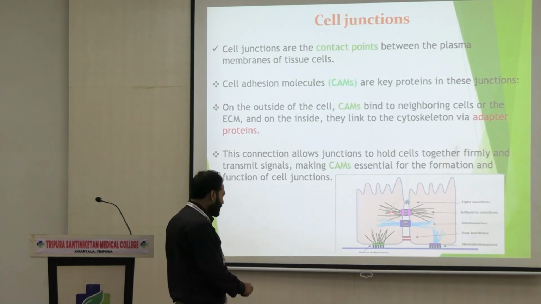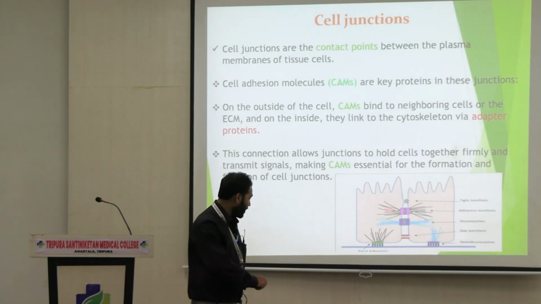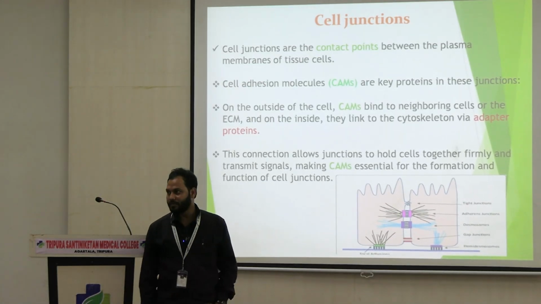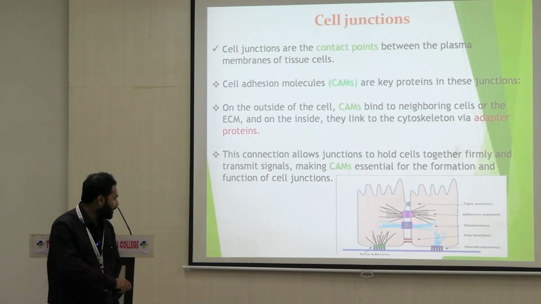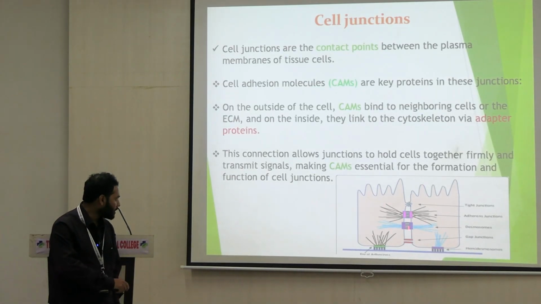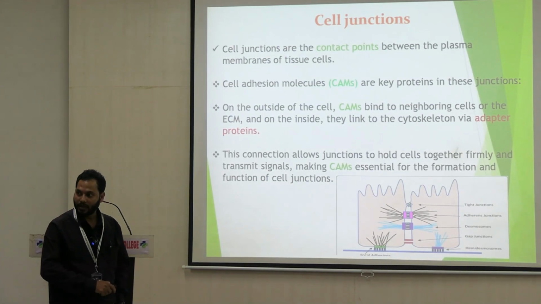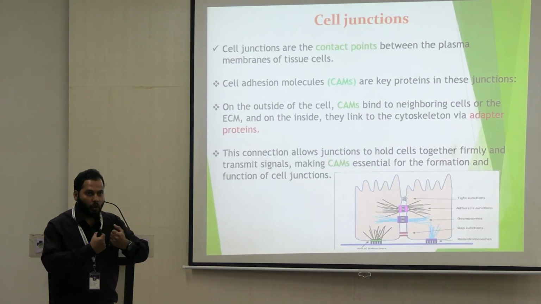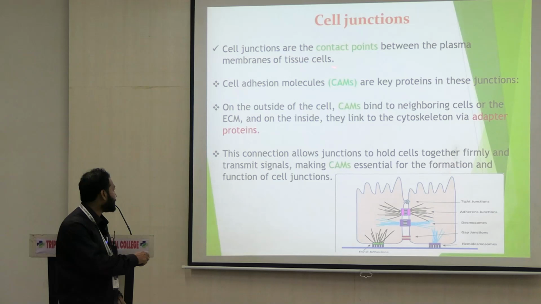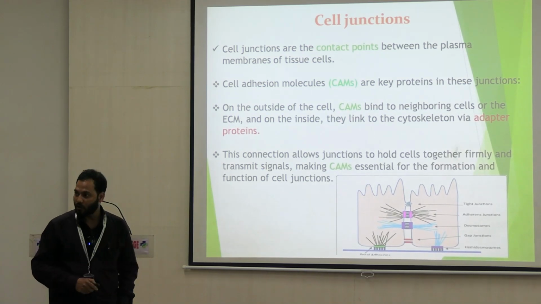So you can see two different epithelial cells, adjacent epithelial cells. And between these two adjacent epithelia, there are a number of junctions. These are called cell junctions, right? That keep both the cells together. But for holding both the cells together, these cell adhesion molecules play an important role.